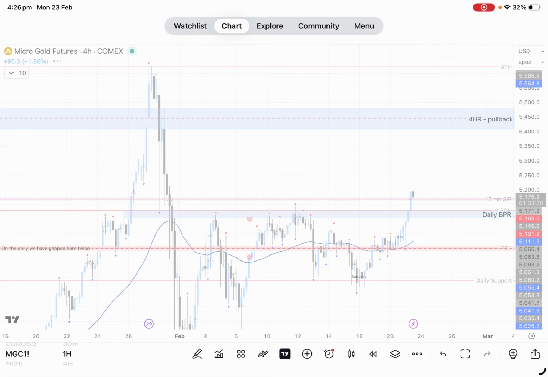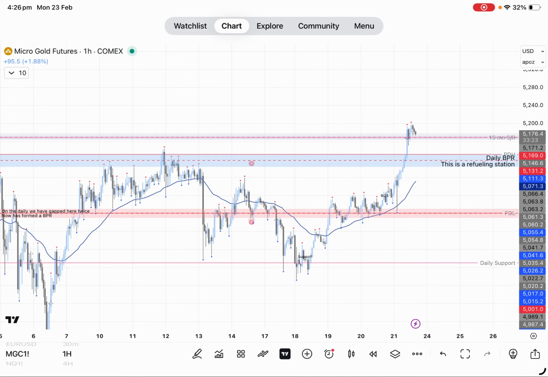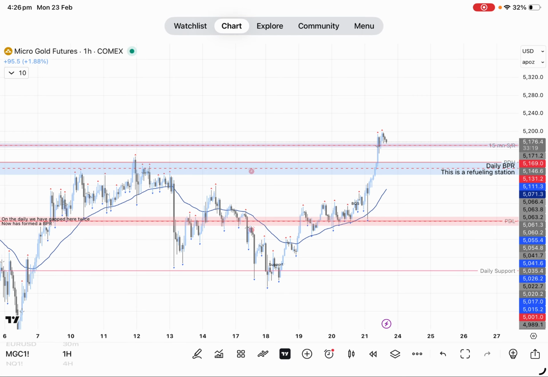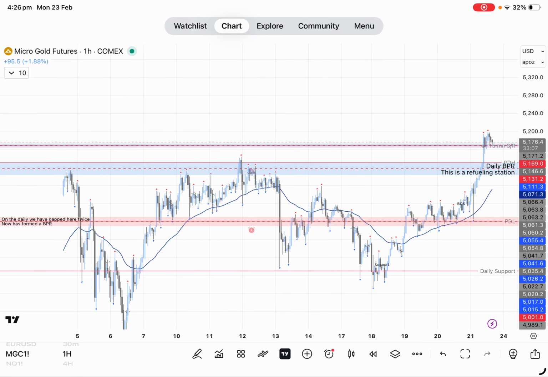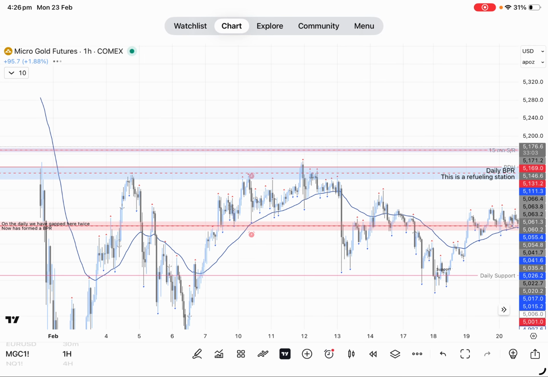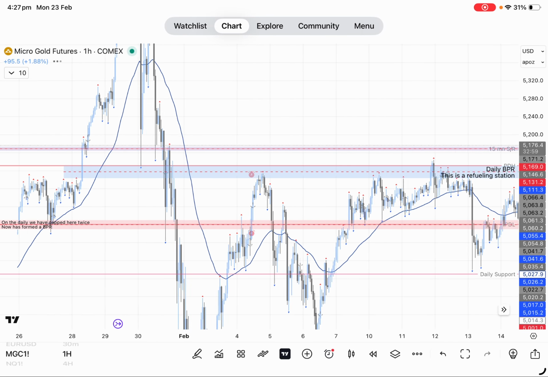Now moving down to the 1 hour, I don't think there's much there that we can add. We can see a little bit more clearly now the pullback to that 15-minute support and resistance zone. The blue zone I have below that daily BPR, I've noted there it's a refueling station. As we look back in time, we can see that price has kind of wicked into that. It did go through it, and then it's kind of pushed up into that 50% mark.